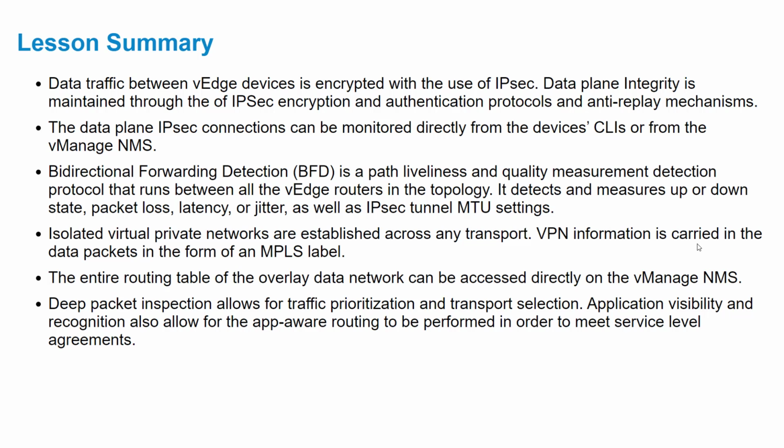The isolated virtual private networks are established across any transport. VPN carries traffic, which can include things like MPLS labels if we're running over an MPLS network. The routing information is exchanged through OMP. And then we talked about DPI, the Cosmos engine that allows us to do that deep packet inspection so that we can have application visibility for thousands and thousands of different applications, so that we can make sure that the service paths that we have implemented meet the requirements of those specific applications.